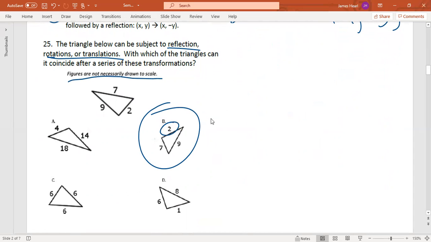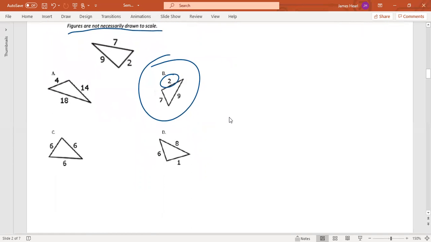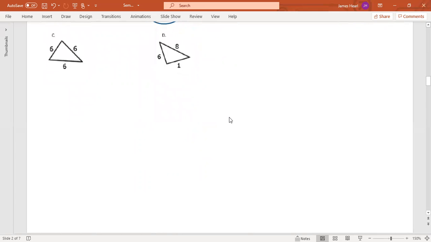Clearly, the side that's 2 is not longer than the sides that are not. That just doesn't make sense. But the idea behind the question is to figure out that it has to be the one that's congruent with the same measurements. The picture is just not drawn that well.